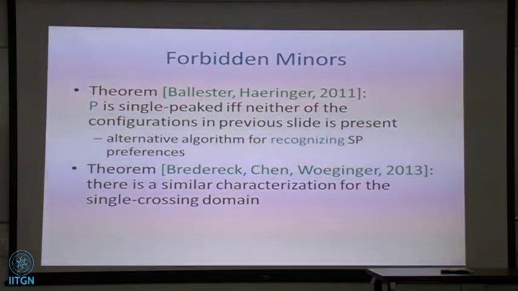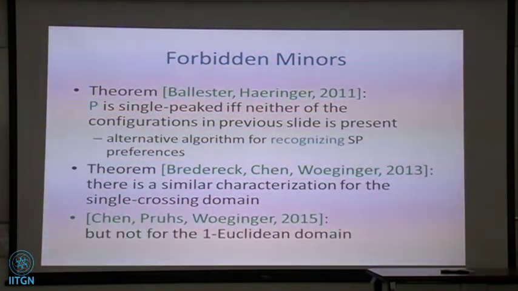From that you can ask, okay, does the one Euclidean domain admit a characterization by forbidden minors? Maybe if you take minors from here and minors from there, no, then you get single peaked and single crossing. Maybe if you just add something. Well, there's another paper, also by J. Hor, but also Peters and Gerhard Woeginger, that says that you don't have a characterization via forbidden minors for one Euclidean preferences. And it's a very technically involved result.